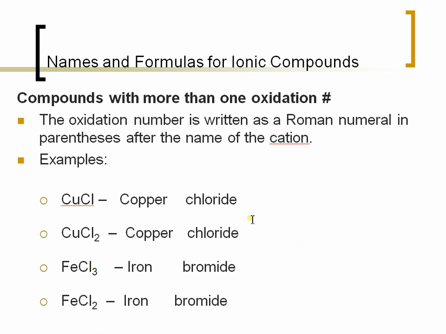Whenever you have a compound that has more than one charge or one oxidation number, we're going to put a Roman numeral to let us know what that charge is. Take for example copper CuCl and CuCl2. If you were to name it like we did in part 1, this is how we would write it: copper chloride, copper chloride. But copper has two different charges, and they do behave differently, and it does matter.